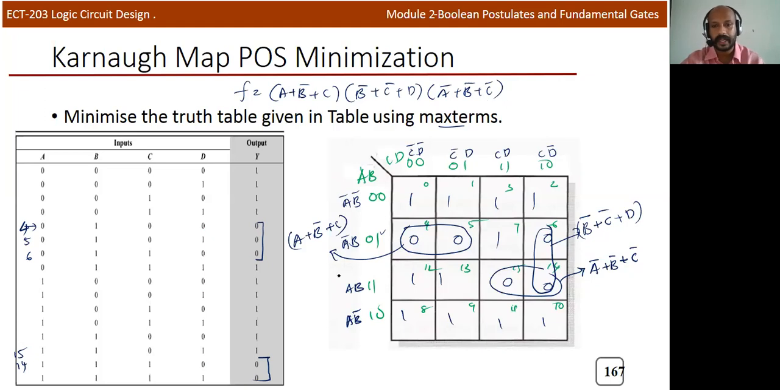Or you can directly write the min terms for these particular zeros, and you can take the complement also. That way also you can approach.